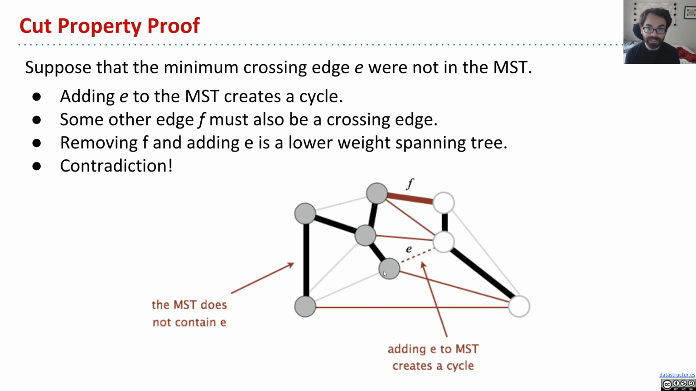And what's interesting is that by the definition of our made-up scenario, E has lower weight. And so what we could do is just remove F, the old crossing edge that E is redundant with, add E instead, and it makes a new, better minimum spanning tree. So that's a contradiction. So what we can say then is that the minimum spanning tree must include E. I think this is a really cute proof.